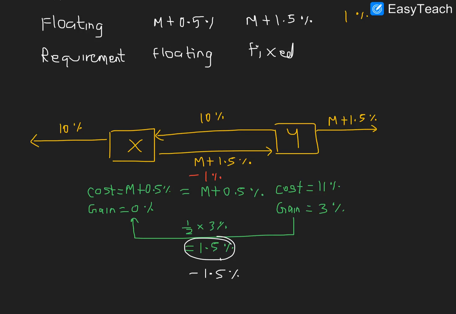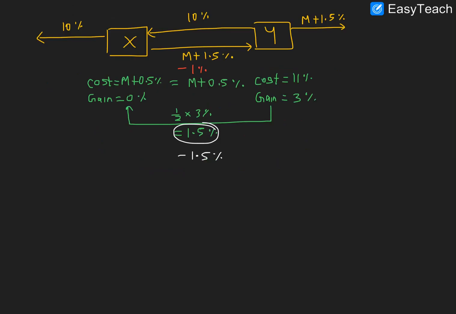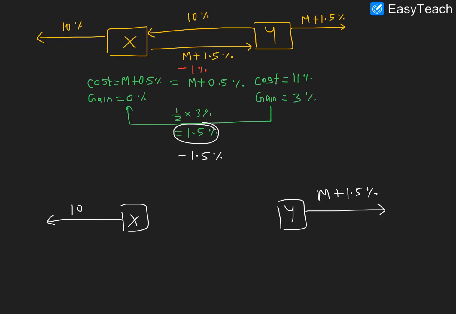So after giving this whole effect, you will find that we have X on one side, Y on the other side. Y is paying outside MIBOR plus 1.5%. X is paying outside 10%. X will definitely say that you refinance my entire 10%, but I will be paying you MIBOR plus 1.5% minus 1% minus 1.5%.